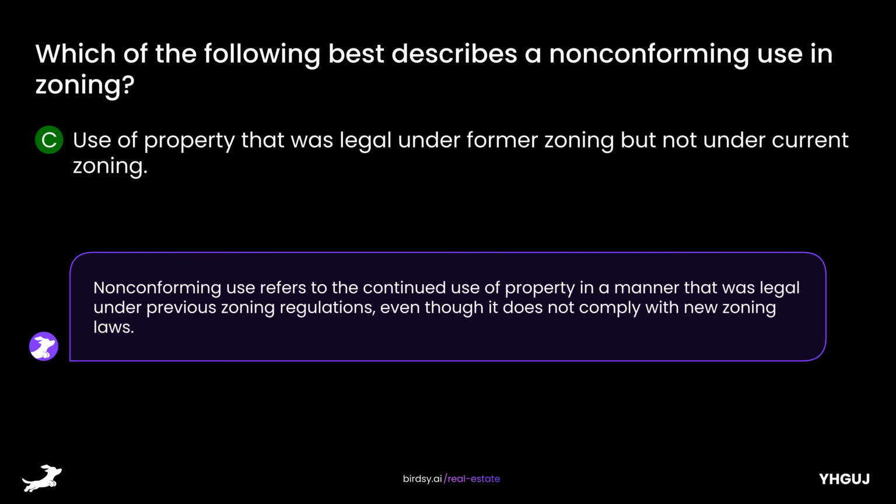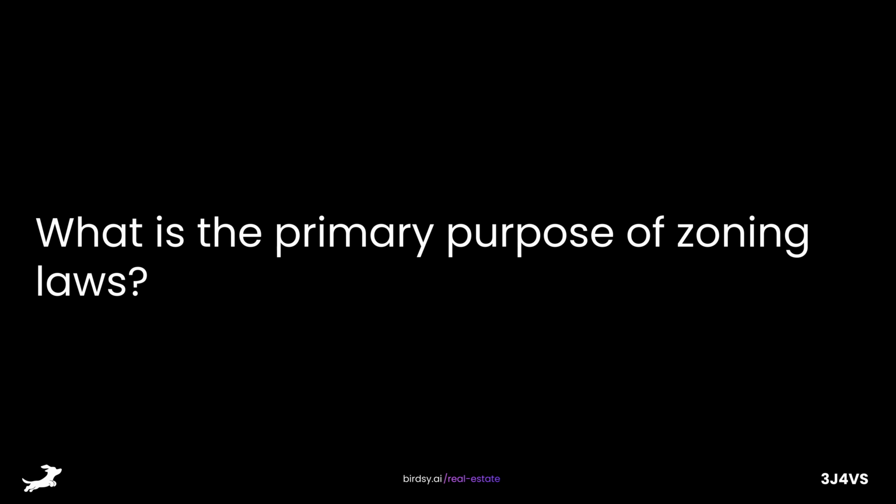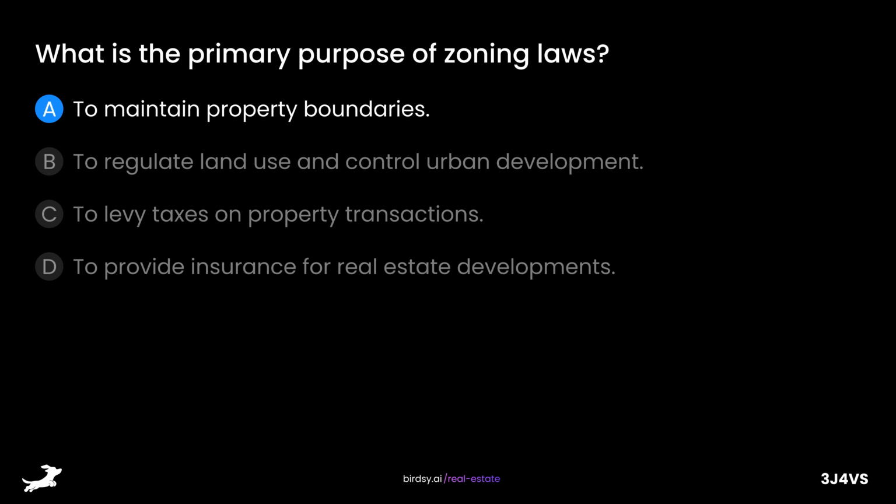Non-conforming use refers to the continued use of property in a manner that was legal under previous zoning regulations, even though it does not comply with new zoning laws. What is the primary purpose of zoning laws? Is it A, to maintain property boundaries? B, to regulate land use and control urban development? C, to levy taxes on property transactions? Or D, to provide insurance for real estate developments?